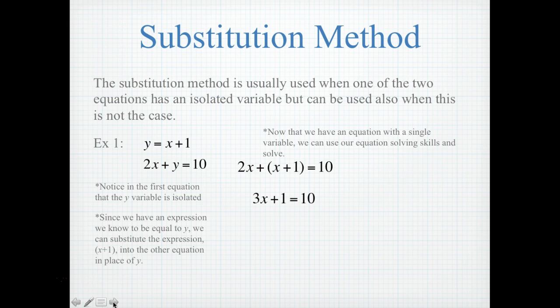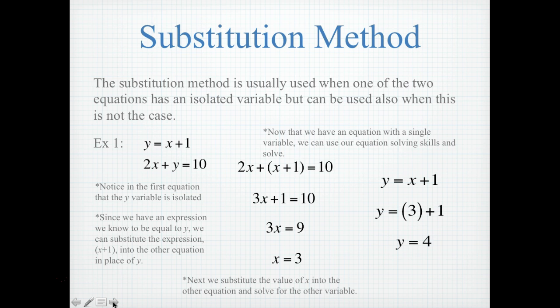Combining like terms gives us 3x plus 1 equals 9, and then using good equation skills, we isolate the variable x and get the value of 3. Once I've solved for the variable x, now I'm going to use substitution, plug it back into the first equation, in this case, y equals x plus 1. Since I know the value of x, I can then plug that in, and we get y equals 3 plus 1, which gives us a value of 4. Always express the answer of a system as an ordered pair. So the solution is going to be expressed as (3, 4).